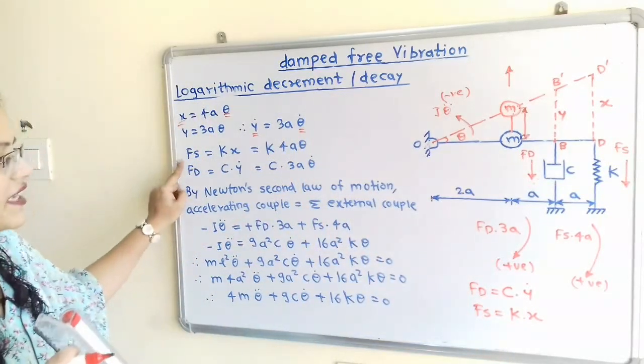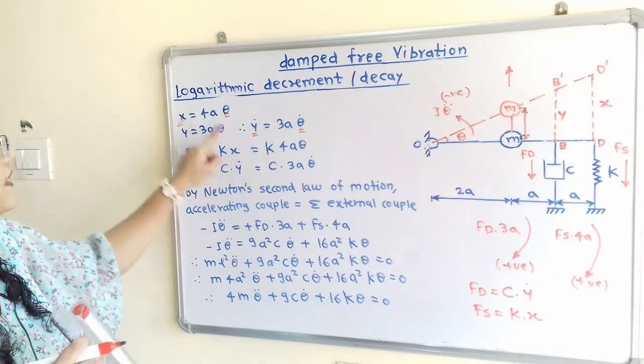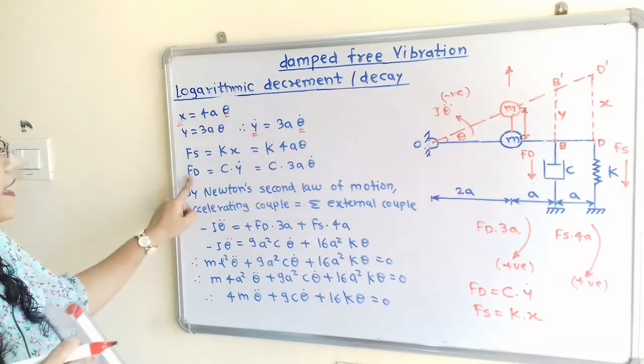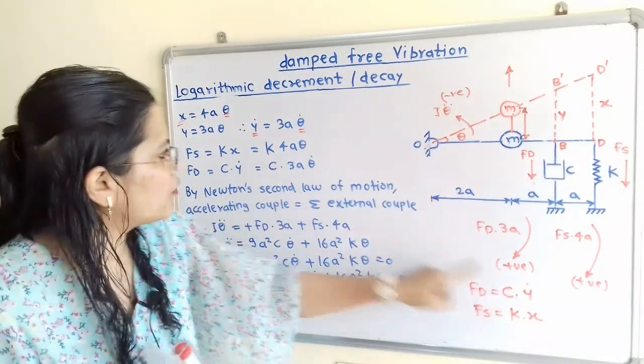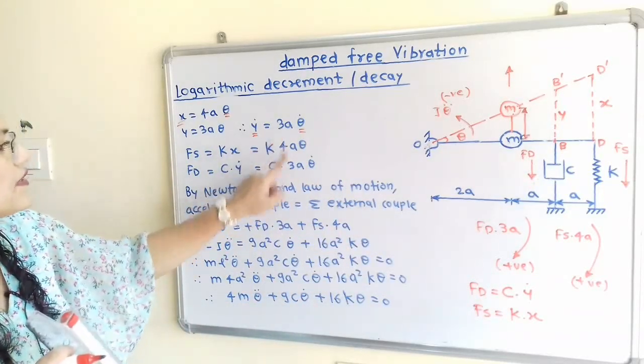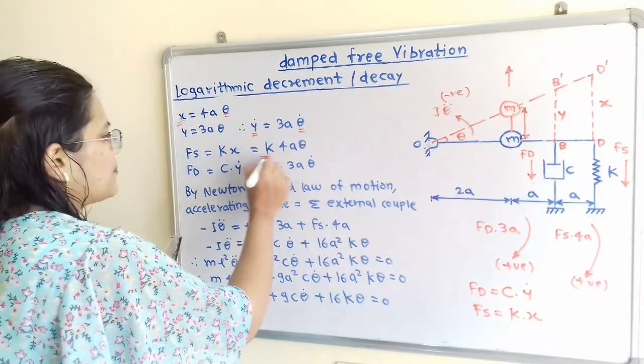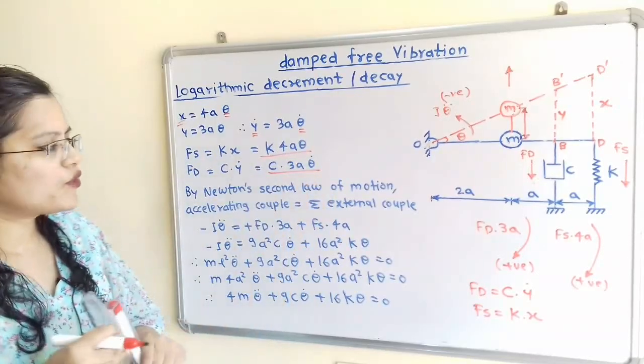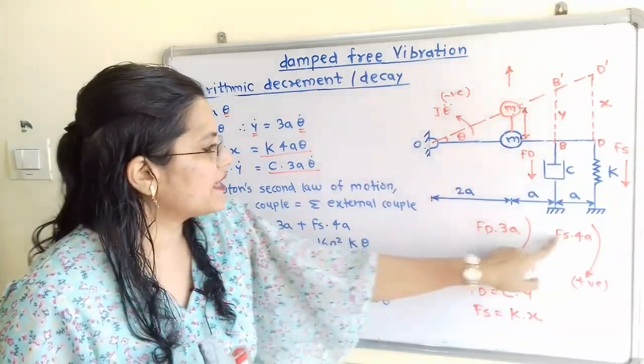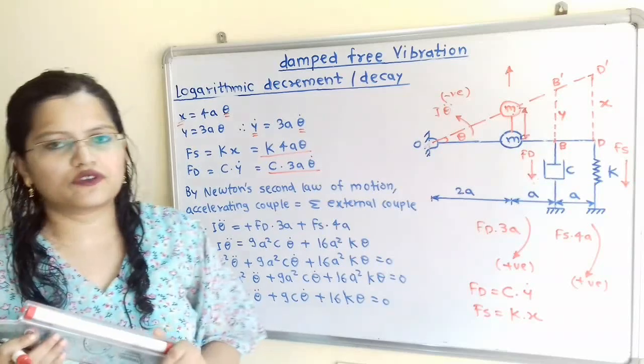So how can we write Fs? Fs is equal to k into 4a theta, and Fd is equal to, instead of y dot, we will write c into 3a theta dot. So these two are important. Now we know the couple. So instead of Fd and Fs, we will put the values in terms of theta.